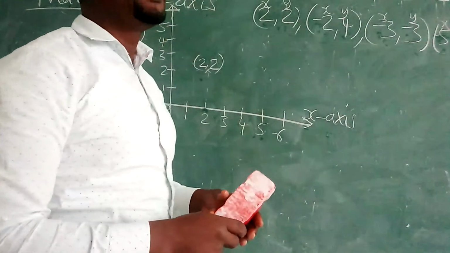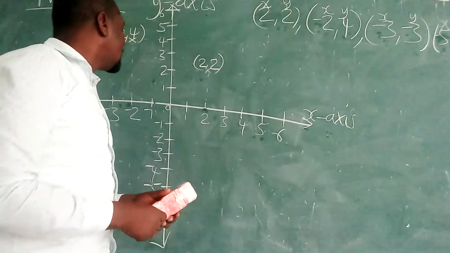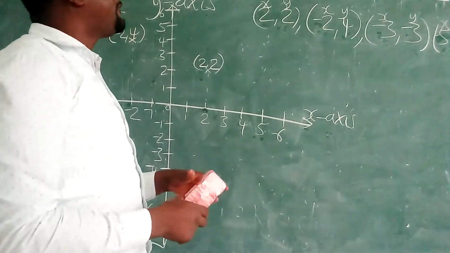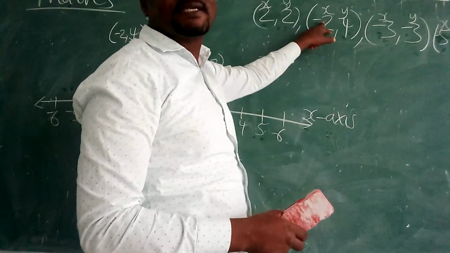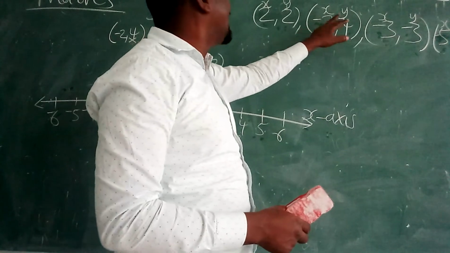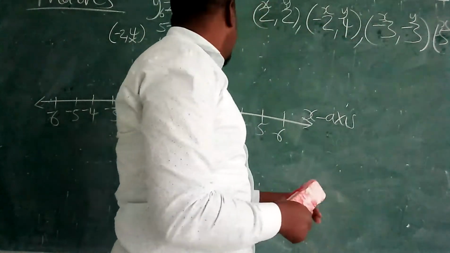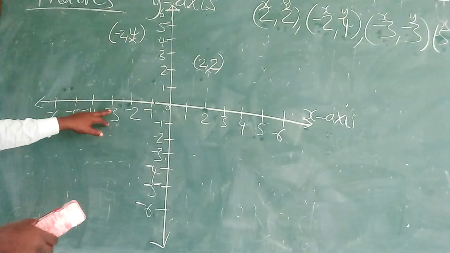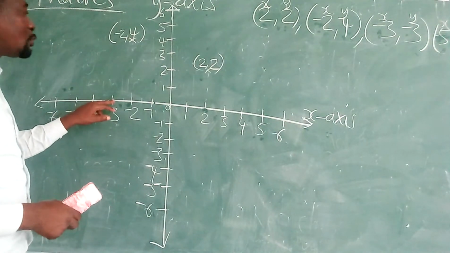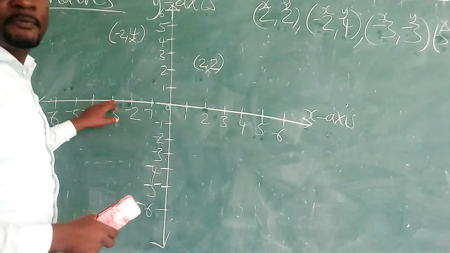We have negative 3, negative 3. So the first one, I've told you that always the first number is on the x-axis. So we have negative 3 here. Here is positive, here is negative. So on the x-axis, the negative is this one. The first number, negative 3, is this.